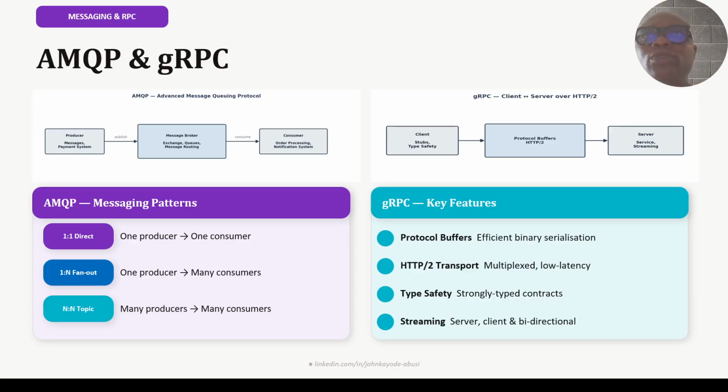Then I will go to gRPC, client-server over HTTP. So client stubs, type safety, then protocol buffers, HTTP, then server service. What happens here is that protocol buffer is essentially binary serialization. Here is HTTP transport: multiplexed, low latency, strongly typed, streaming, server and client bidirectional. So this is a very good candidate for streaming services. It's bidirectional. That shows that communication can be initiated both ways, from client or server.